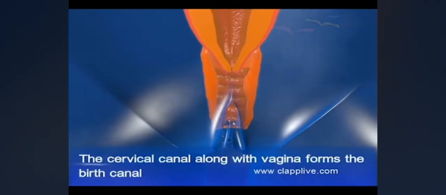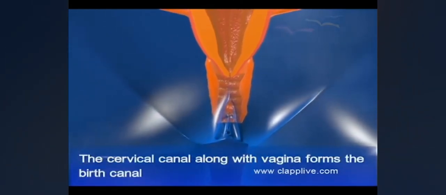Vagina is an elastic muscular tube about 7.5 cm long that connects the cervix of the uterus to the exterior of the body by the vaginal opening. The cervical canal along with vagina forms the birth canal. During menstruation, the menstrual flow exits the body via the vagina.